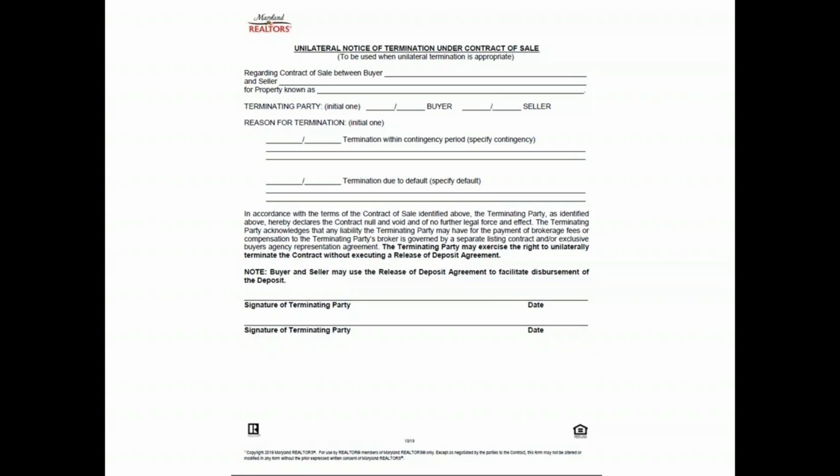And they would have to deal with the deposit as well. Hopefully, the parties would be in agreement about who gets the deposit, and they would execute the release of deposit agreement. But yes, the unilateral notice of termination could be used in a situation where the buyer is terminating under the HOA or the Condo Act.